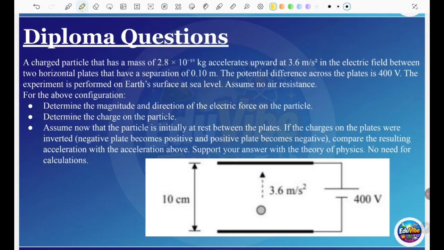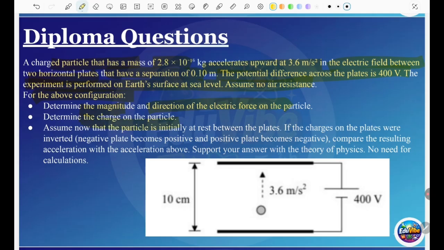The question says: the charged particle that has mass of 2.8 × 10^-16 kg accelerates upward at 3.6 meter per second squared in the electric field between the two horizontal plates, with a separation of 0.10 meter. The potential difference across the plates is 400 volt. The experiment is on the Earth's surface at sea level. Assume no air resistance. So for the above configuration, determine the magnitude and the direction of the electric force on the particle.